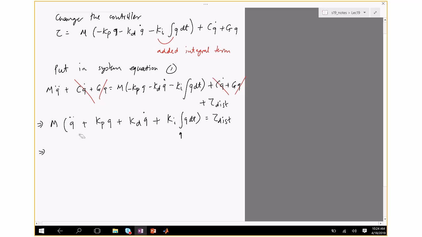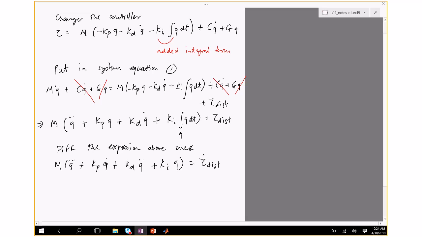So differentiate the expression above once. I would have M times q triple dot plus Kp q dot plus Kd q double dot plus Ki times the derivative of the integral, which is the value itself, q. So it's Ki q equals torque dot disturbance. Okay.